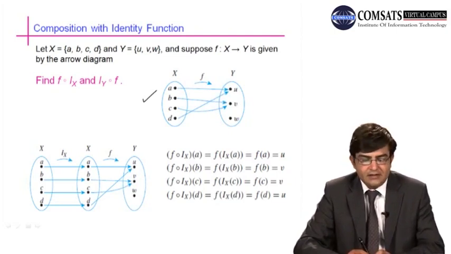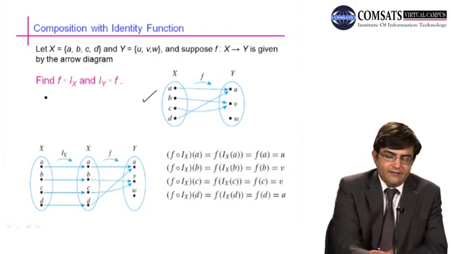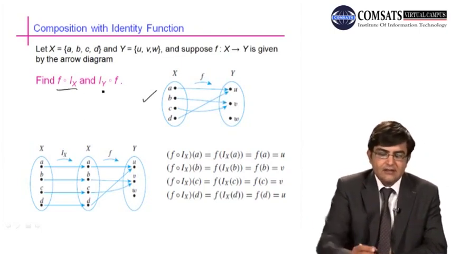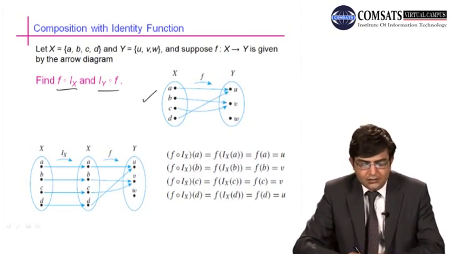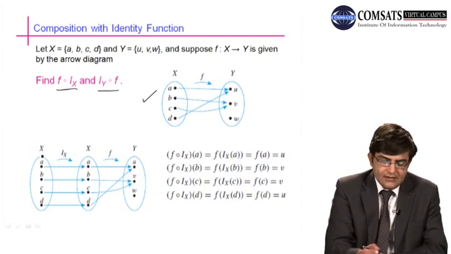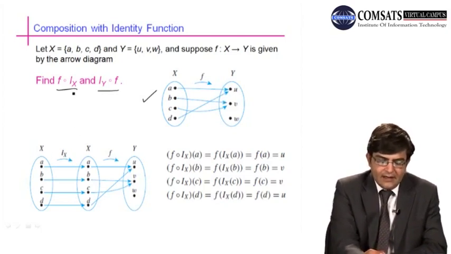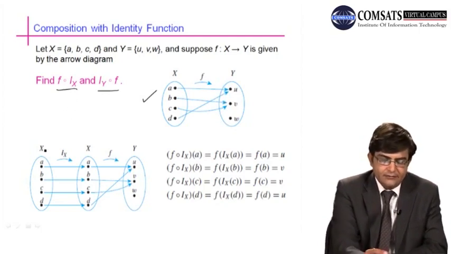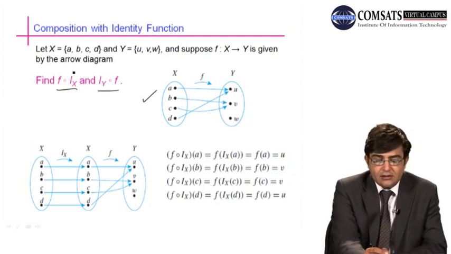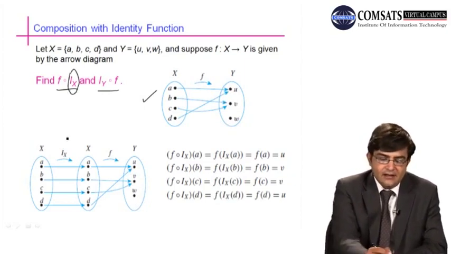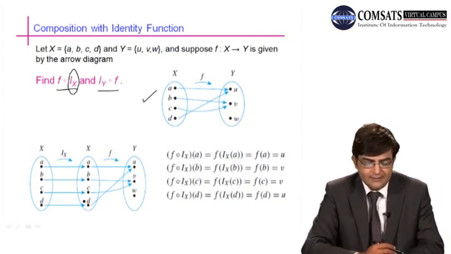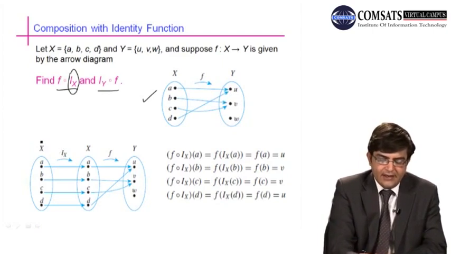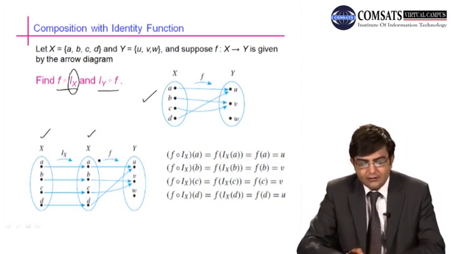In the previous lecture we have discussed what the identity function is. Now we have to find f circle I x and I y circle f. First we define f circle I x. In this case, we first operate the function I x and then f on the elements. So I x is basically a, b, c, d: A is related to A, B is related to B, C is related to C, D is related to D. This is the definition of the identity function.